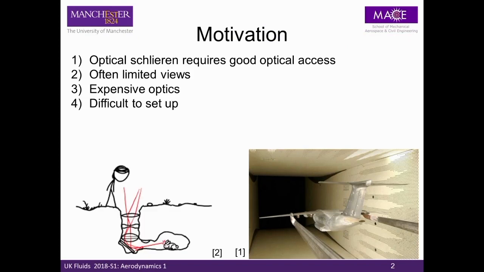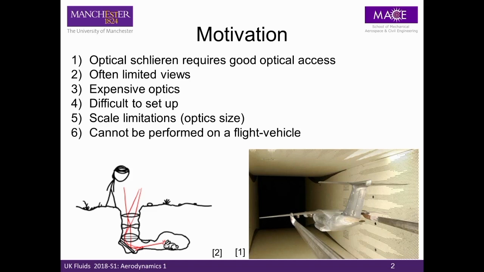So if you're a lab student crawling around trying to align lots of different mirrors all over the place, it's a real pain. And if you try and do more complex stuff, the complexity and the time just goes absolutely through the roof. There's scale limitations, so there's a finite size you can make your mirrors, and these are the real physical elements which set the spatial sensitivity of your system. You cannot really do this on an in-flight vehicle, so can BOSS provide a possible solution?